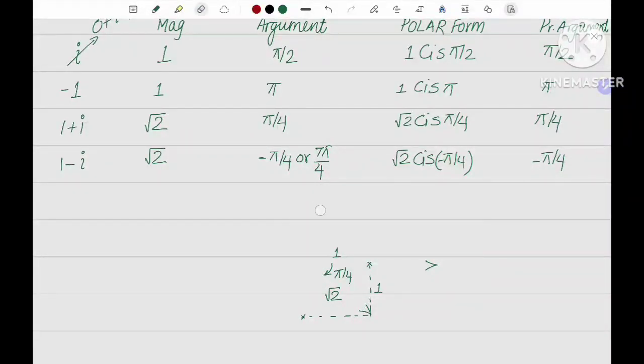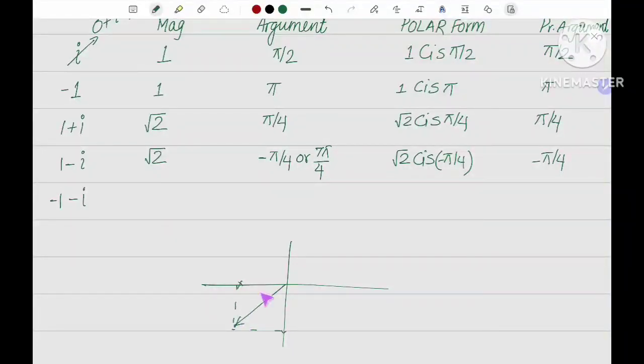And now if you have understood this, just tell me what is the magnitude of this. So minus 1 minus i, so this becomes, right? So what is the length of this? I'm quickly writing it, root 2. So magnitude becomes root 2.